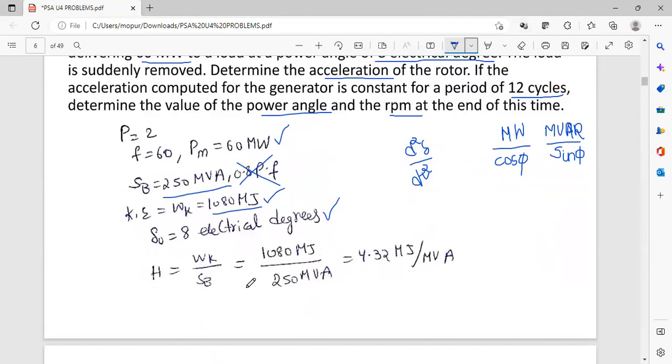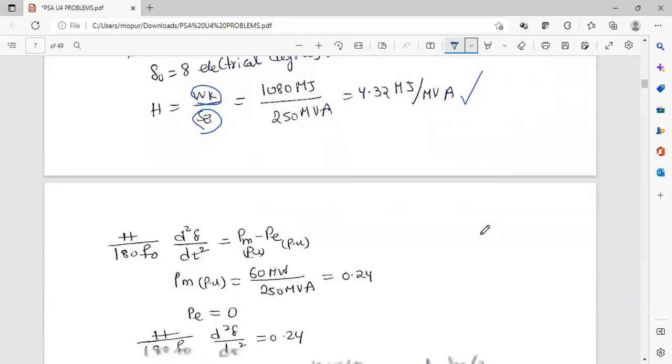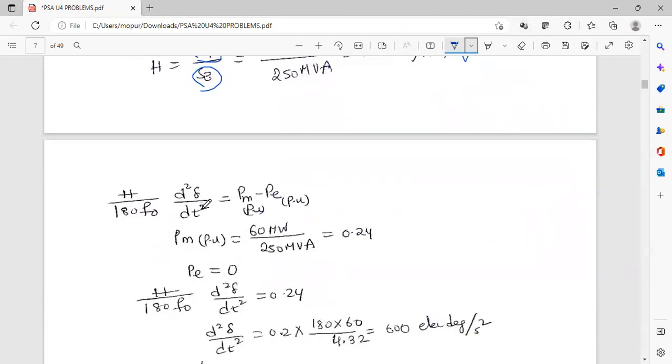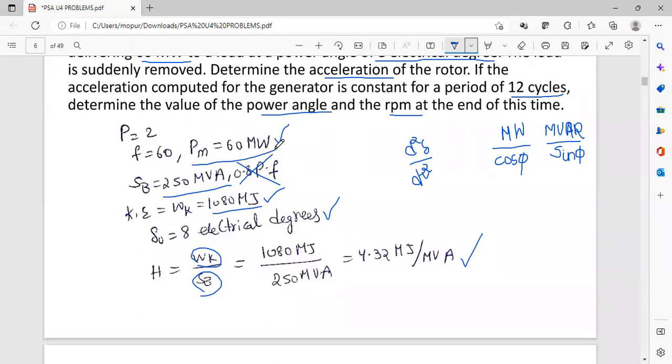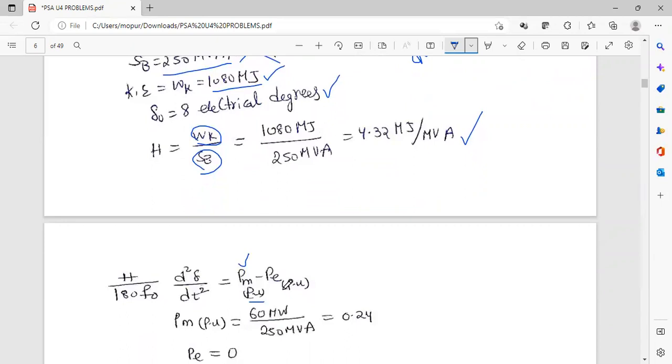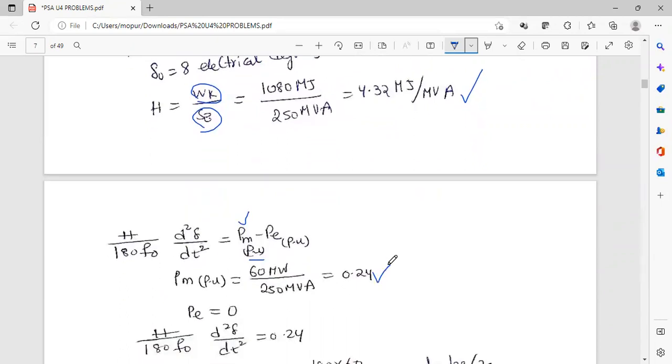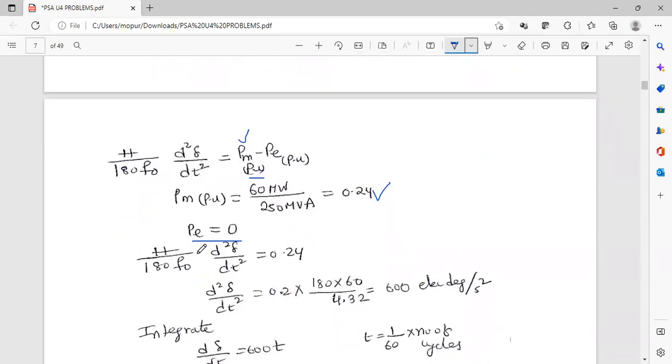So we had substituted SB and they had given the kinetic energy WK, so you will get the value of H. Now this is the swing equation. From the swing equation, the mechanical power PM is in per unit. So you should divide the actual value of mechanical power, 60 megawatt, by the base value, that is SB, and you will get the per unit value. Since the electrical power is not given, you can take it as 0. So you can substitute now.